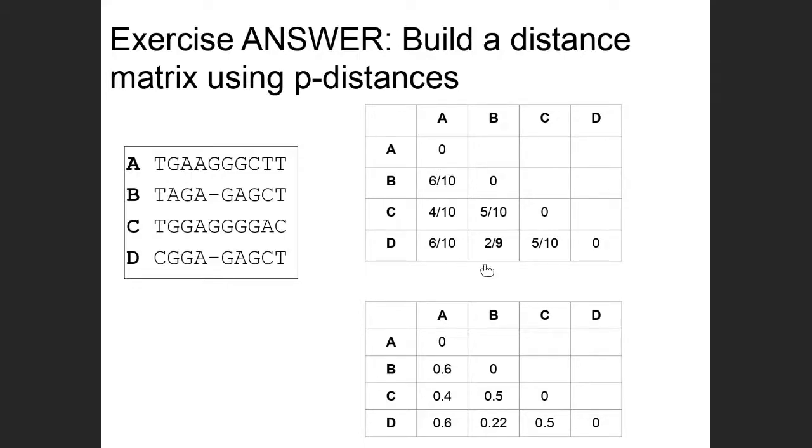The one tricky one is this one, which is B and D, because B and D only have up to 9 nucleotides that you're comparing. So they have two differences over 9. And then the matrix on the bottom I have the same as these. It just makes it easier because, is it 4 tenths greater or lower than 2 9ths? So we make them decimals, so that way you can see.